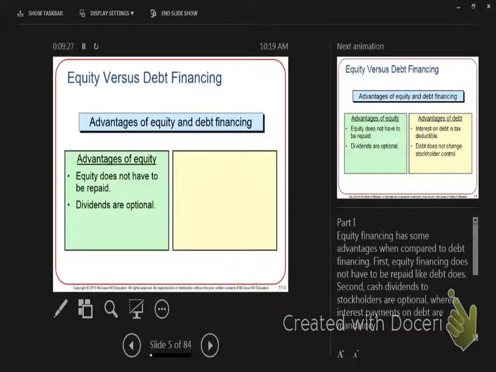Credit? Your credit is higher? No, not credit. Paying interest is good. It can be good. Why?